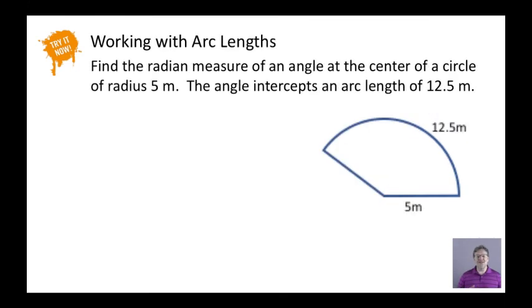Let's actually do something slightly different here. Let's turn it the other way. I'm giving you a sector of a circle in which the length of the far arc there, the length of the arc, is 12.5 meters. That's the arc length. And I'm giving you the radius there of 5 meters. So I'm asking you to calculate the size of that angle there. And the size of the angle will be measured in radians. Take some time to do that.